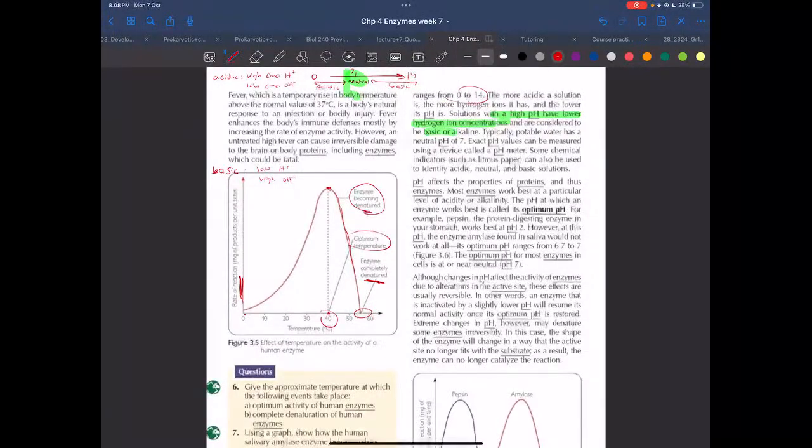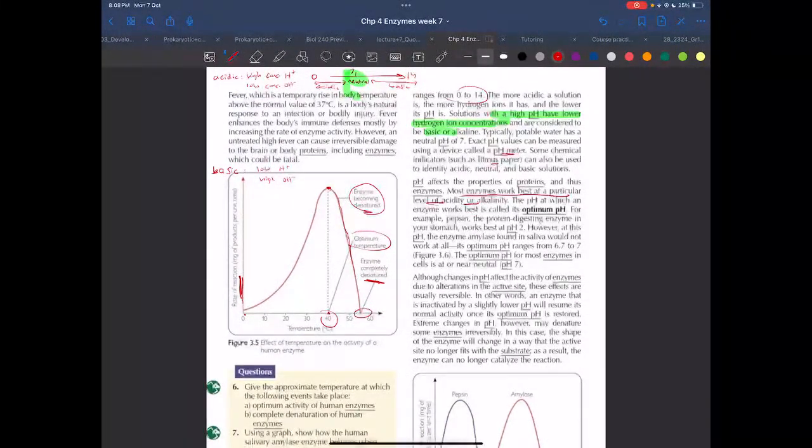And how do we measure this? We measure it by a pH meter. An example is litmus paper. Okay? Now, does pH affect the property of proteins? And what did we say enzymes are? Enzymes are proteins. So, of course, pH will affect enzymes. Again, most enzymes work best at a particular level of acidity or alkalinity.